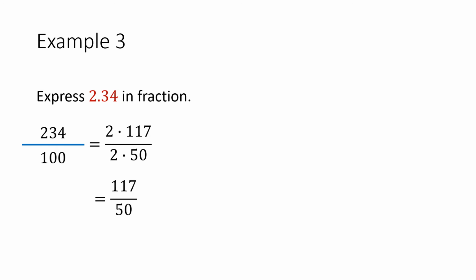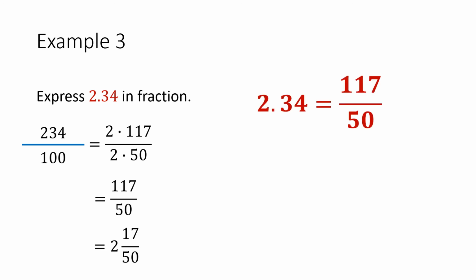However, some literature and some other standards will need you to work on the mixed fraction. So you have now 2 and 17 over 50. Therefore, 2 and 34 hundredths is equal to 117 over 50, or 2 and 34 hundredths is equal to 2 and 17 over 50.